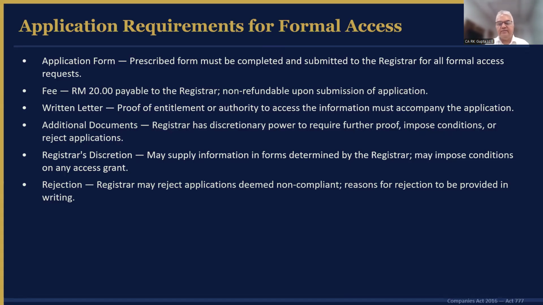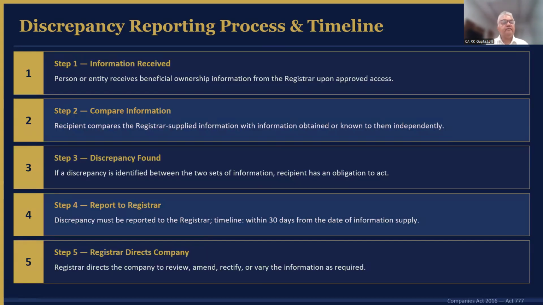The registrar has discretionary power to require further proof, impose conditions, or reject applications. The registrar may supply information in forms determined by the registrar and may impose conditions on any access grant. The registrar may also reject applications which are deemed non-compliant, specifying reasons for rejection. They are to be provided in writing.